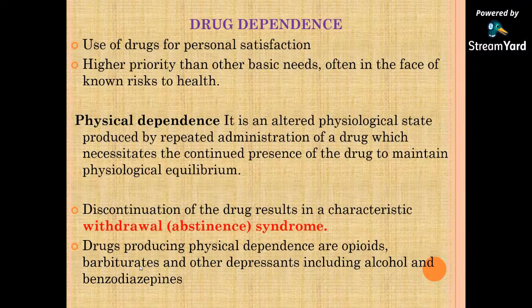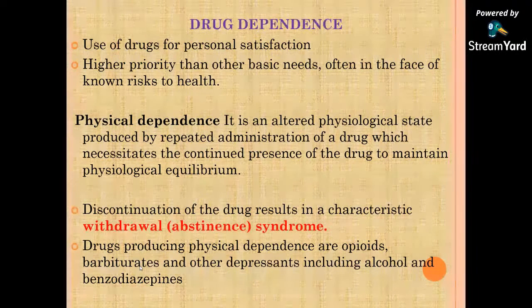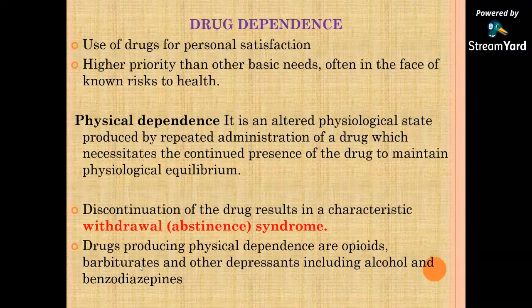Higher priority than other basic needs, often in the face of known risk to health. Okay, so in the case of a particular patient, the main priority of that patient is nothing but taking that drug continuously for their satisfaction. So this is called drug dependency, but it is very risky for the health of that patient.